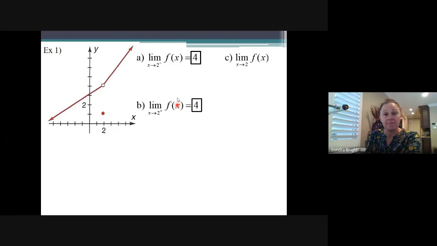All right, so now what we can claim is, if these two values from the left and from the right are the same value, then we actually say the limit as x approaches 2, no longer from the left or from the right, just straight up, what's the limit of this function as x approaches 2? Since these two match, it's 4.